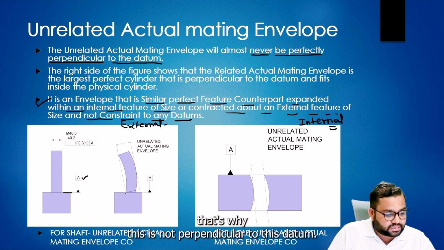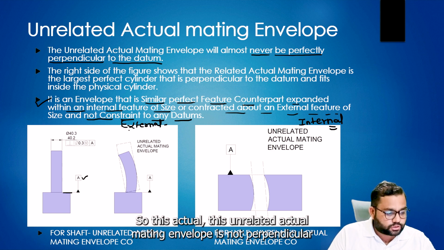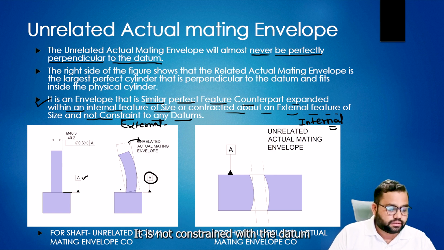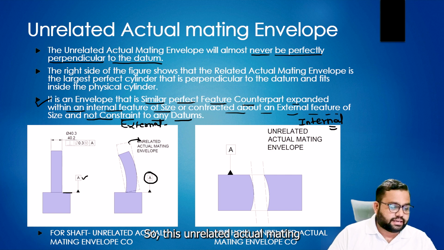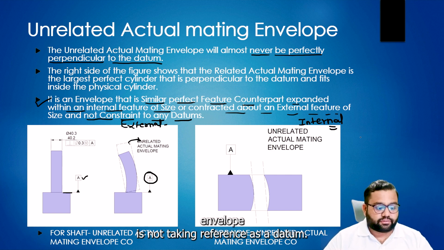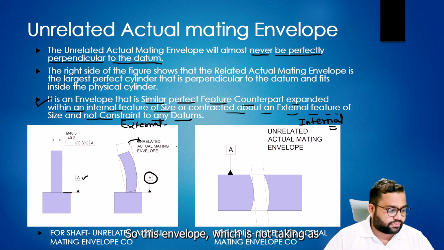That is why this is not perpendicular to this datum. This unrelated actual mating envelope is not perpendicular with the datum. It is not constrained with the datum, and it is not taking the datum as a reference. So this envelope, which is not taking the datum as a reference, is called the unrelated actual mating envelope.